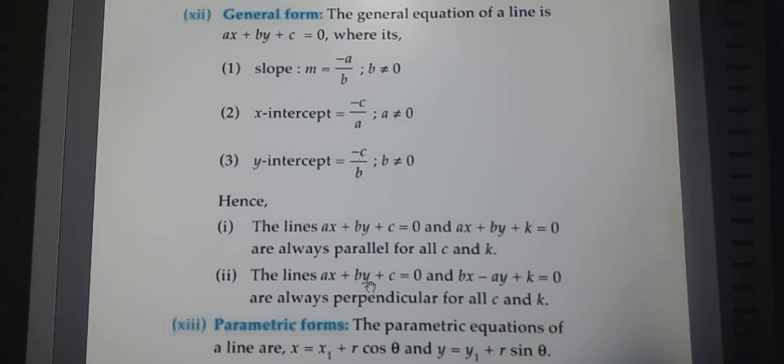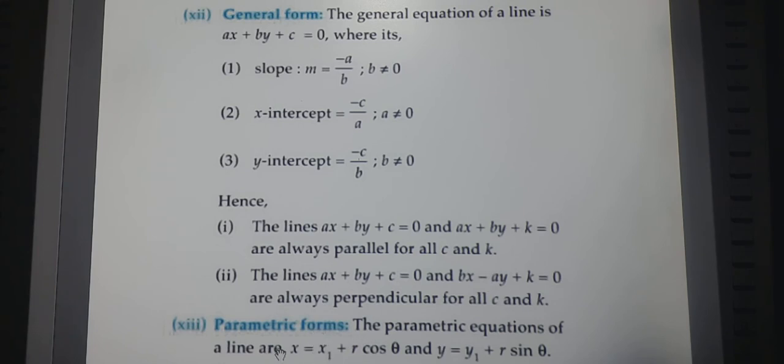The lines ax plus by plus c equals to 0 and bx minus ay plus k equals to 0 are always perpendicular for all c and k. If you observe these two equations, coefficient of b is coefficient of x here, coefficient of x is coefficient of y here, and sign is opposite here. Sign of x coefficient is minus here. So from this we can identify these two equations are the equations of line which are perpendicular.